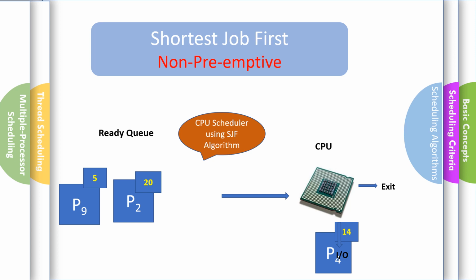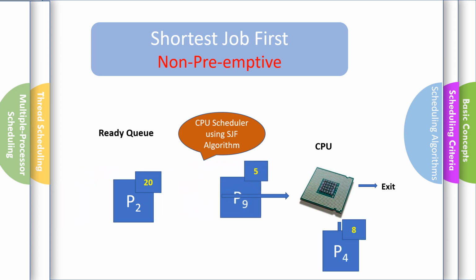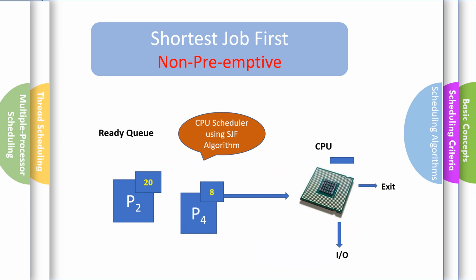So in this case, what do you think? Which process will be allocated to the CPU, P2 or P9? If you see, P9 has a CPU burst of 5 and P2 has a CPU burst of 20. And this algorithm works on shortest job first. So here the shortest job is the job with a CPU burst of 5. Hence P9 will be given for execution, and P2 has to wait in the system because P2 has a CPU burst of 20.